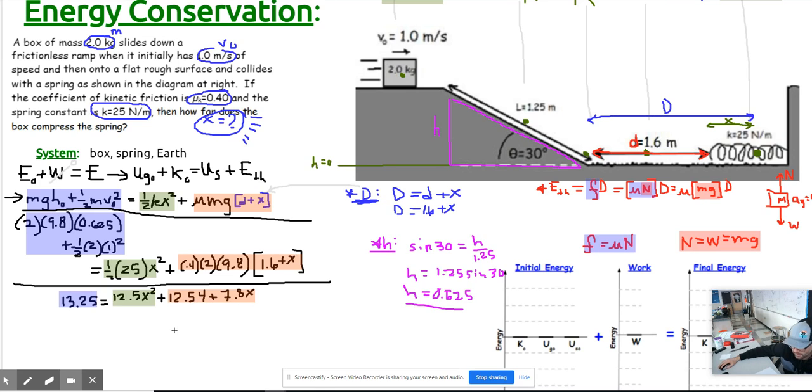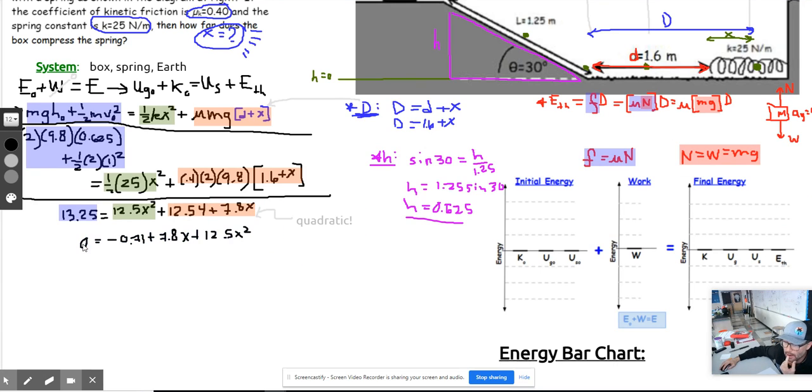And this looks like a quadratic. We can make this a quadratic by moving everything to the right side and setting it equal to 0. And we can graph it on our graphing calculators and just find where the 0 is. So I'm going to show how to do that.